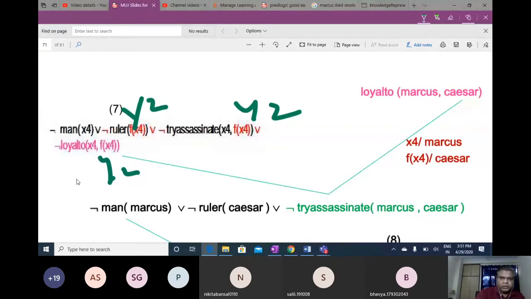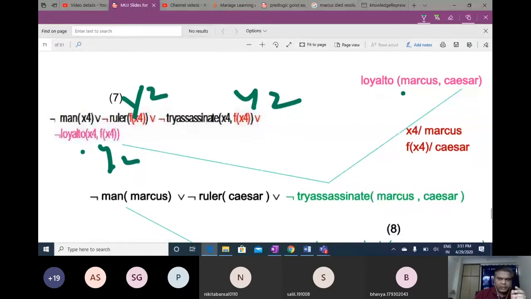So these two terms in these statements are matching and cancelling out. And when will they cancel? When we replace x4 by Marcus and y2 by Caesar. As soon as we do that, the new statement is not man Marcus or not ruler Caesar or not try assassinate Marcus Caesar.